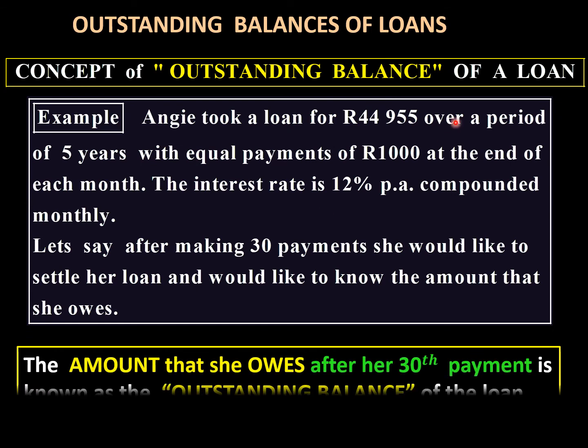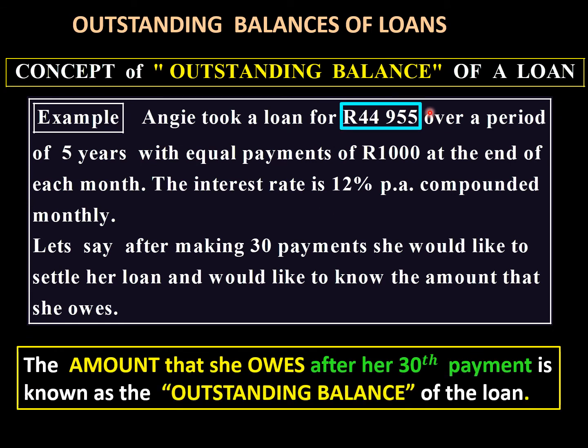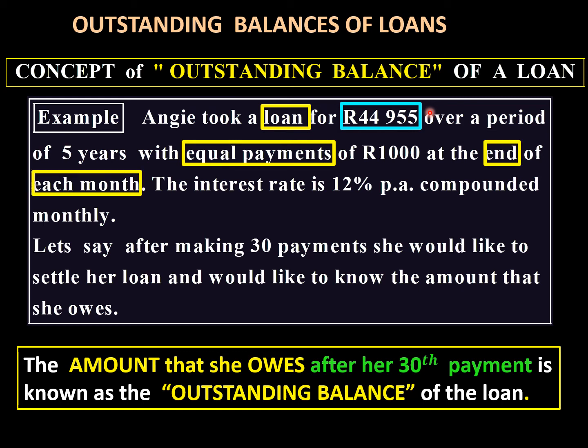Now we have Angie who took out a loan for 44,000. She's taking it out with equal payments that she makes at the end of each month, right? She's doing it over 5 years, and she pays 1,000 every month at the end of each month, and the interest rate is 12% per annum, compounded monthly. So we can see that this is an annuity. It's actually an ordinary annuity because payments are made at the end. And for 5 years, she's supposed to make 60 payments.